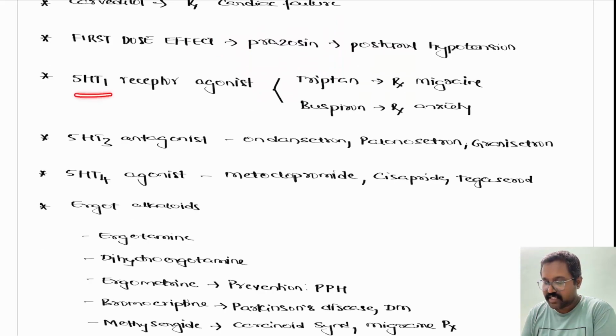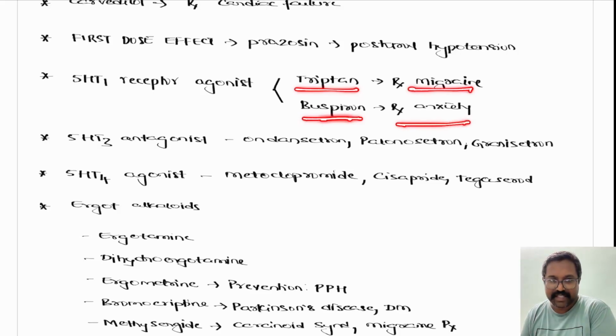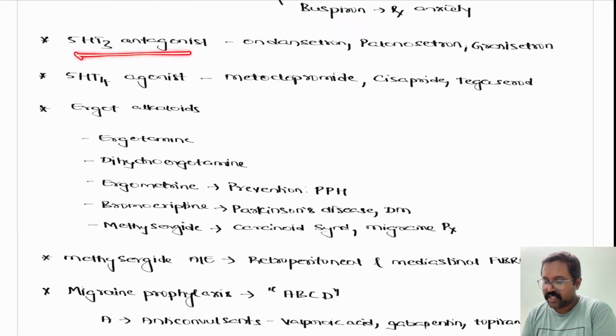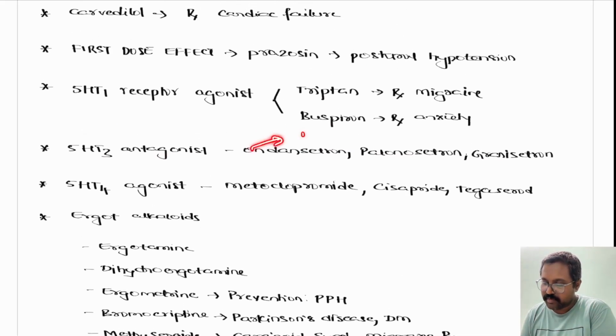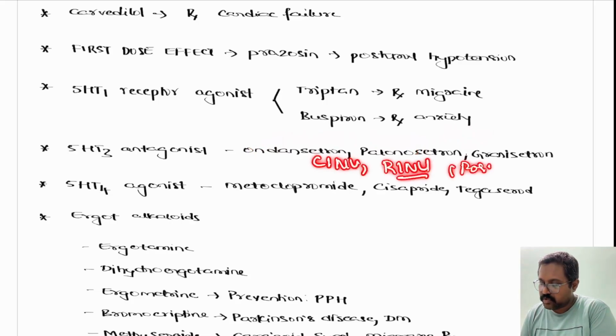Next we have 5-HT1 receptor agonists. We have triptans and buspirone. Triptans are used to treat migraine, whereas buspirone is used to treat anxiety. Next we have 5-HT3 antagonists. We have ondansetron, palonosetron, granisetron. Basically they are used for the treatment of cancer therapy, nausea and vomiting, that is chemotherapy induced nausea and vomiting, radiotherapy induced nausea and vomiting, and postoperative nausea and vomiting.